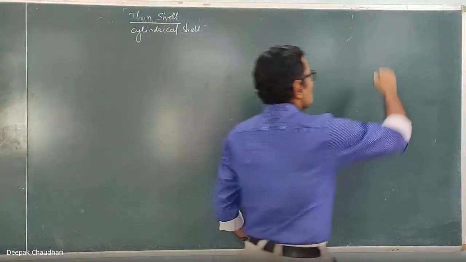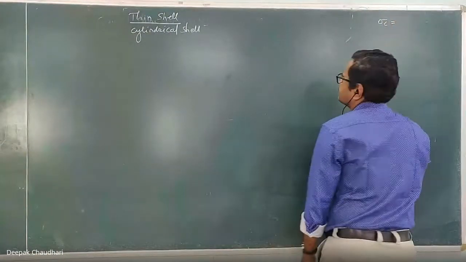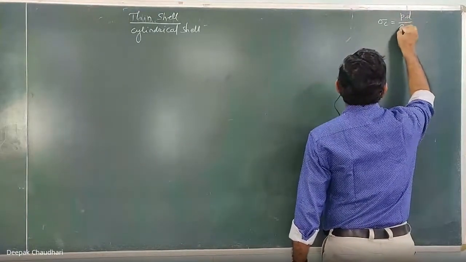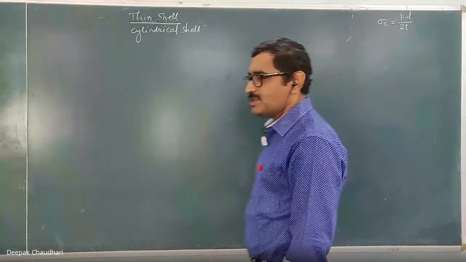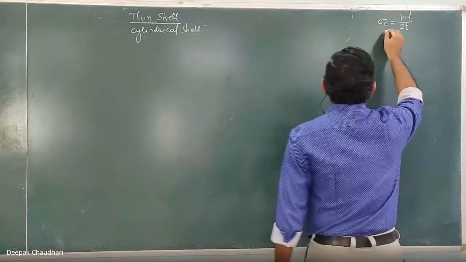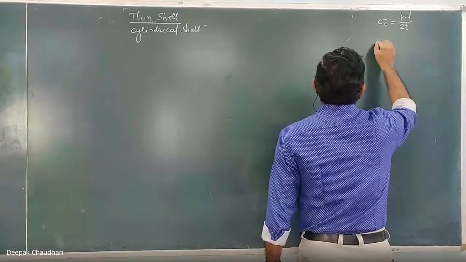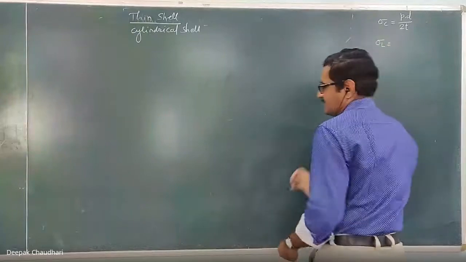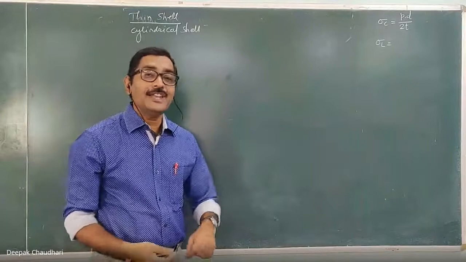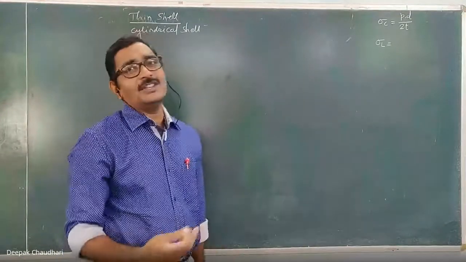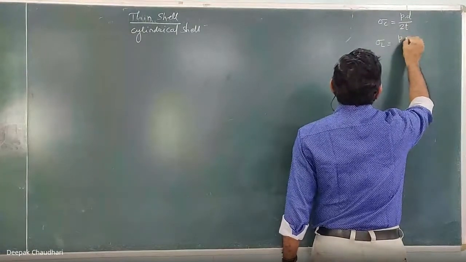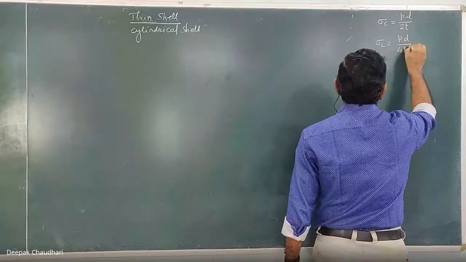Clear? So the circumferential stress induced in a cylindrical shell is given by P d upon 2t, where P is the pressure, d is the internal diameter and t is the thickness. This is also known as the hoop stress. The second stress is the longitudinal stress. Here the resisting force is acting along the length, so that corresponding stress is known as the longitudinal stress, and we derived the formula for that yesterday. It is P d upon 4t.